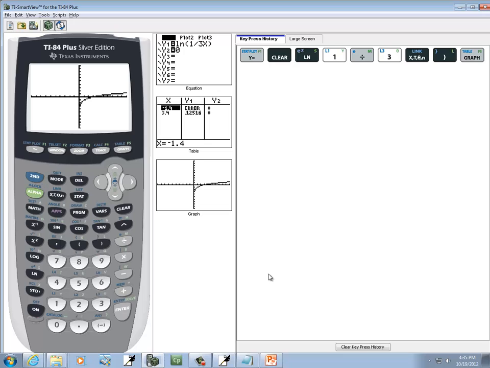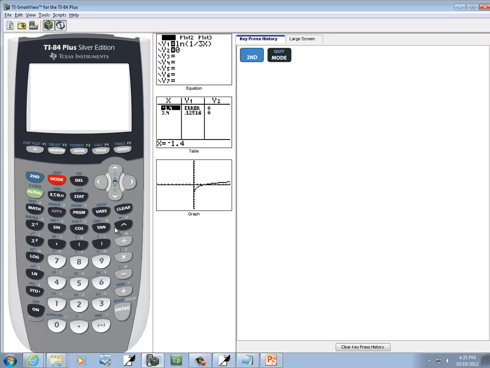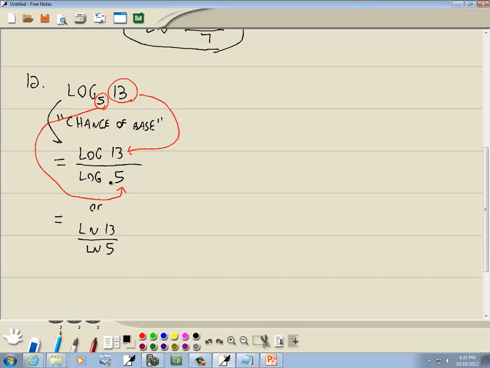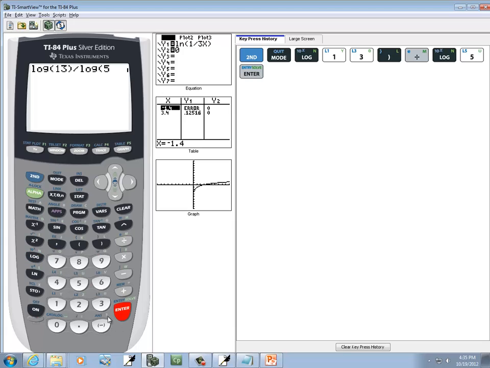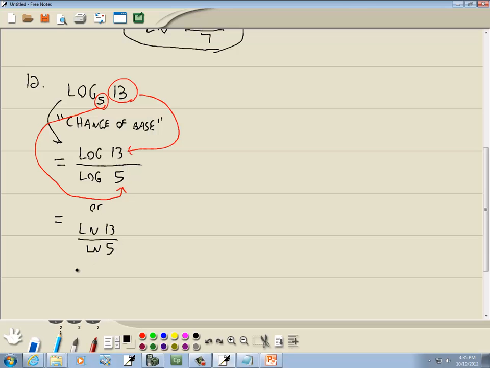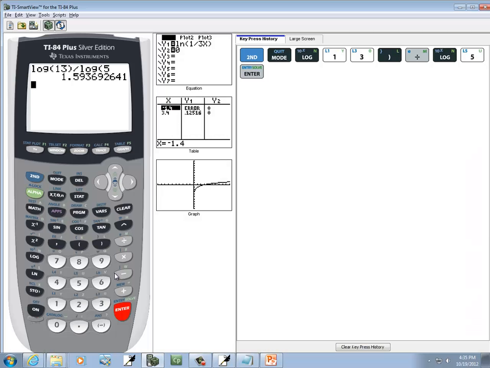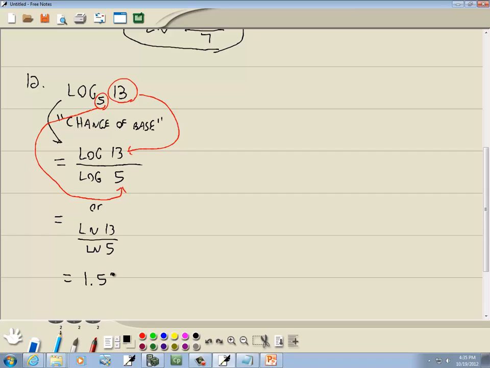I'm still in graph mode over here, so to exit out of graph mode, you just do second mode. And we want log 13 divided by log 5. So I'll press log 13, closing parentheses, divided by log of 5. Enter. In 4 decimal places, we get 1.5937. And that's our answer.